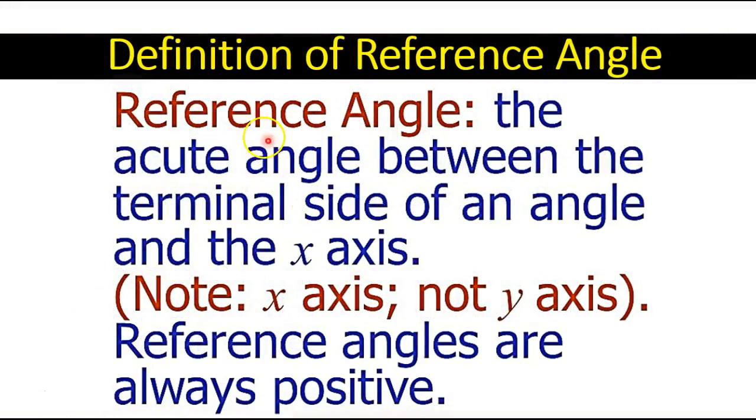So a reference angle is any acute angle that is formed by the terminal side of the angle and the x-axis. Again, it has to be with the x-axis, not with the y-axis. In other words, it must be an angle of elevation or depression. And the reference angle must be positive. Of course, any angle must be positive. We usually write negative just to show whether we are going in a clockwise or counterclockwise direction.